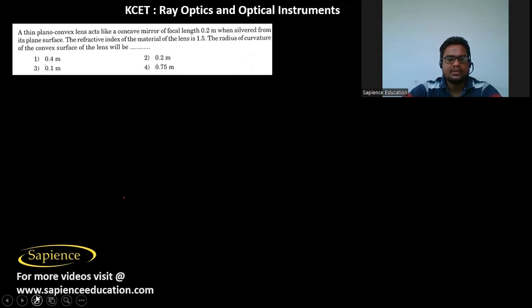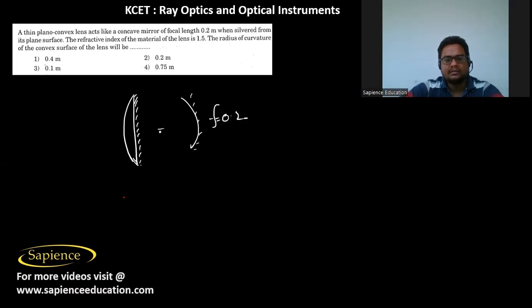So here it has been told that a thin plano-convex lens acts as a concave mirror of focal length 0.2 meter when silvered from its plane surface. So we have a plano-convex lens that is silvered on its plane surface, and it is acting like a concave mirror of focal length 0.2 meter. So this is equivalent to this. The refractive index of the material of the lens, mu, is 1.5, then the radius of curvature of the convex surface of the lens will be.